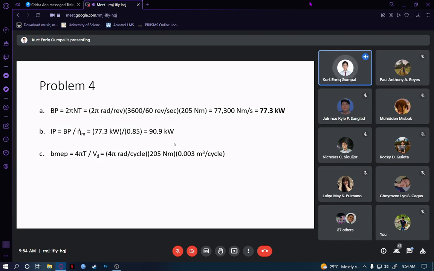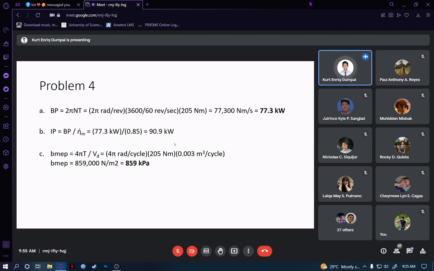Okay? How do you get it? Again, recall the formula from earlier. It's 4 pi T over your displacement volume. Since we're trying to get it from your problem number 3, recall that the displacement volume is 3.0 liters per cycle. So your BMEP is just 4 pi radians per cycle times your torque, which is 205 Newton meters, divided by the displacement volume, which is 859 kilopascals, in Newton per meter squared.